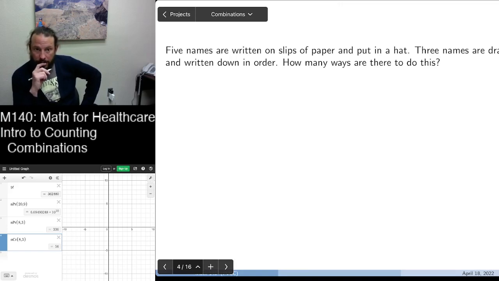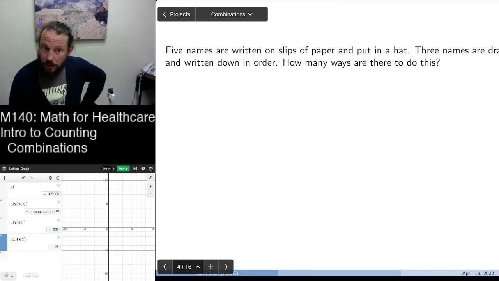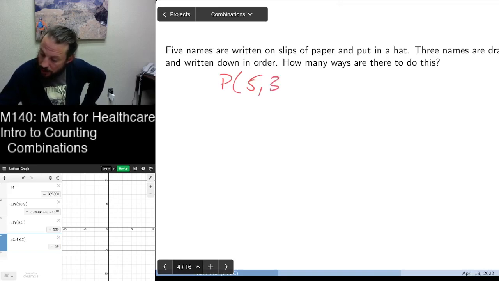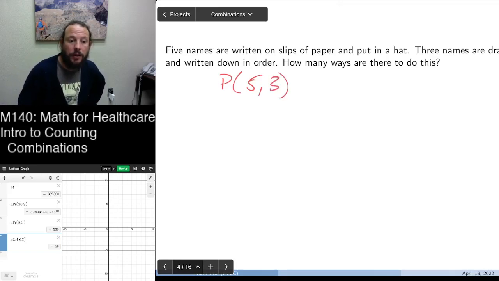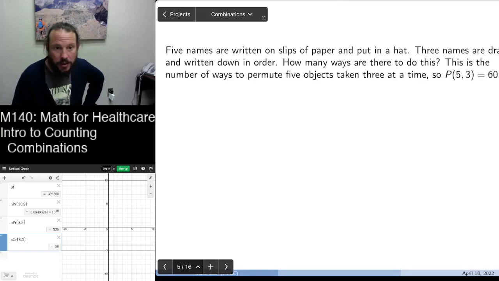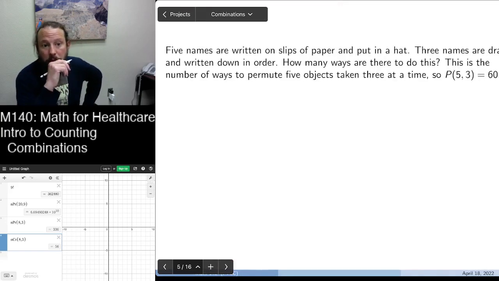Let's see if we can see that again here. 5 names are written on slips of paper and put in a hat. 3 names are drawn and written down in order. How many ways are there to do this? Think about that. Does the order matter? Yes, this is going to be permutations of 5 things taken 3 at a time. I'll let you calculate that on your own. I think we did it in the last slides. This is the number of ways. Oh, so it's 60, looks like.